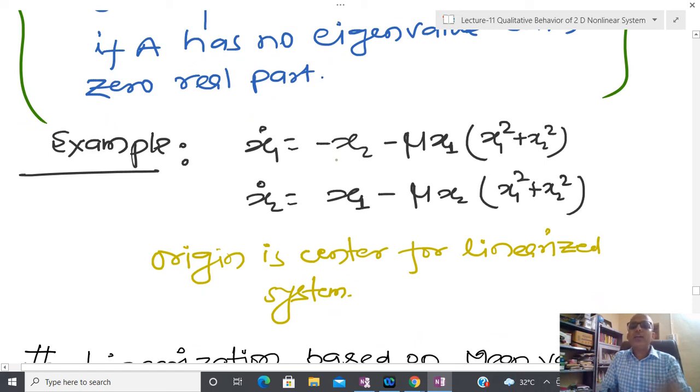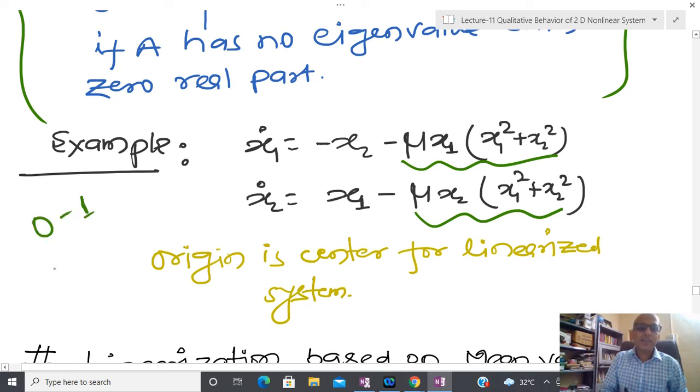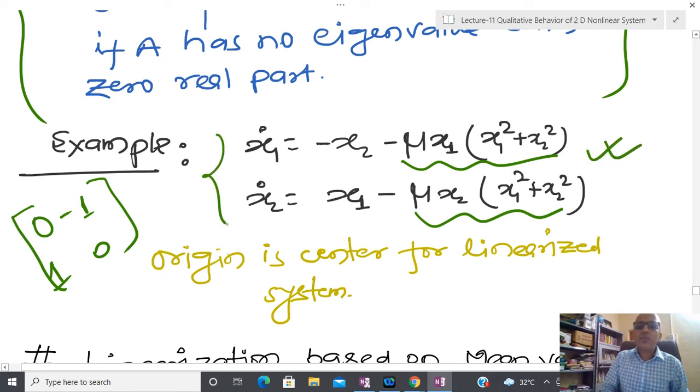I have taken a very simple example, and if you linearize this about the origin, one way to linearize, by intuition also, is that you can avoid all the higher order terms, and you can see that now my system is x1 dot equal to minus x2. So you have something like this, 1 and 0, and if you calculate the eigenvalue, you can see that it is purely imaginary. So after linearization I am not able to talk about the behavior of this system.